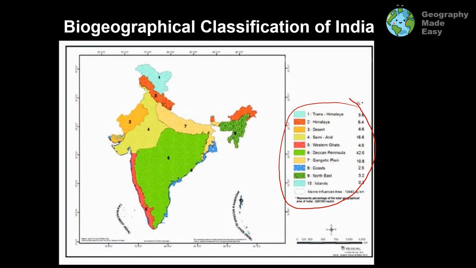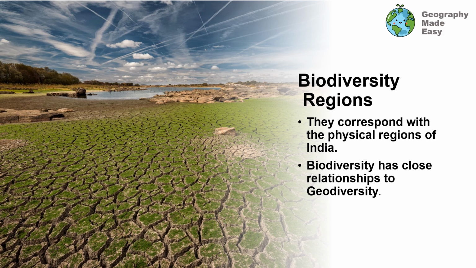We have 10 biodiversity or biogeographical regions. We have the Trans-Himalayas, the Himalayas, the deserts, the semi-arid regions, Western Ghats, Deccan Plateau, Gangetic Plain, coastlines, northeast and islands. I will be showing you some photos of these different biogeographical regions. Each region has its own unique set of ecosystem and biodiversity. Biodiversity regions correspond with the physical regions of India. They have a close relationship with geodiversity.